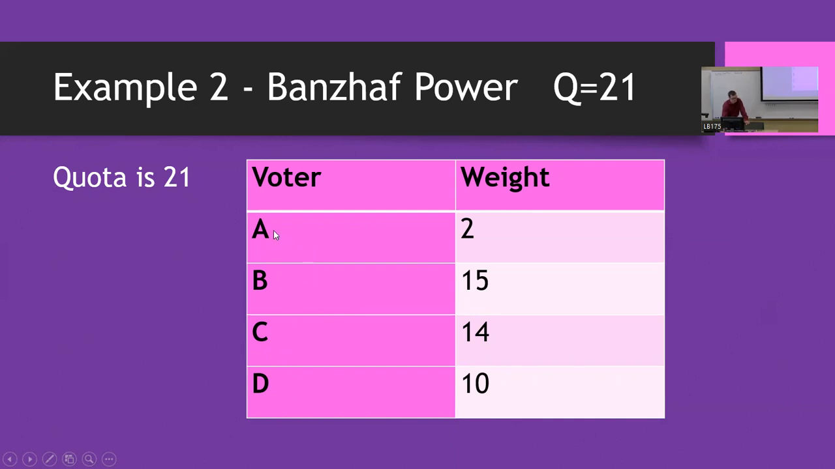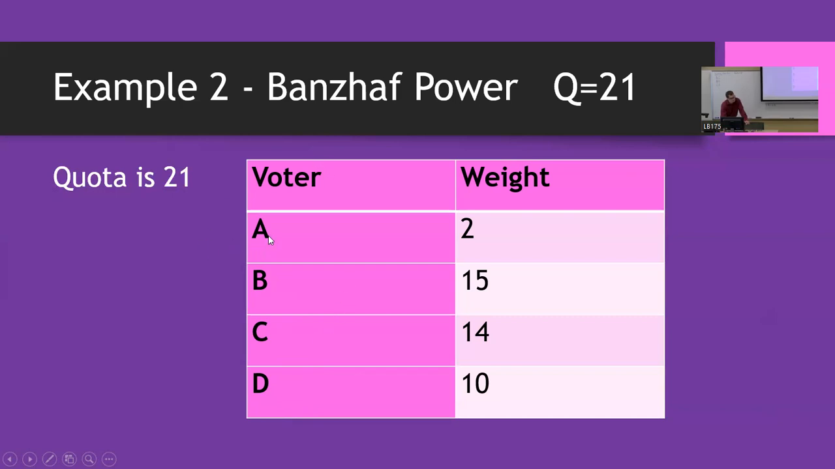So let's go for pairs. A and B doesn't. A and C does not. A and D does not. So all the pairs with A don't work. B and C do, so I write down winning coalition B and C. B and D do. Winning coalition BD. C and D do, they get us up to 21. So the BC, BD, and CD pairs all work.